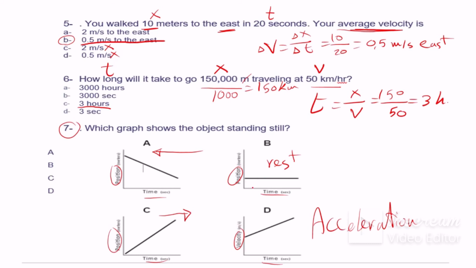This one is at rest, guys. At time one he is at 2 meters, for example. In the third second he is still at 2. At 4 seconds he is still at 2. At 5 seconds still at 2. Now that object is at rest, standing still. It is number B. Okay, I hope you understand.